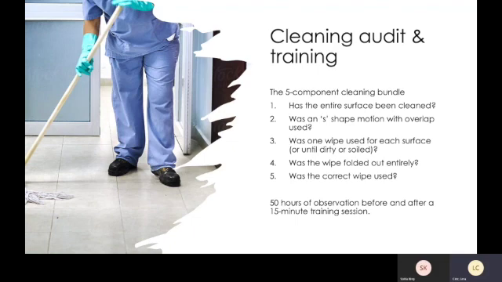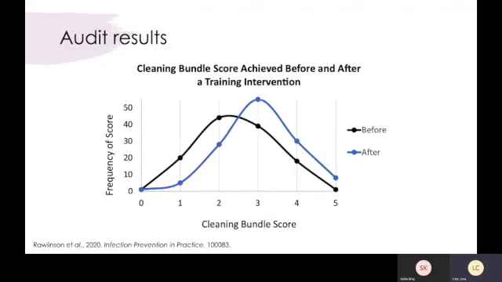This is what the cleaning was assessed on. The training itself was based on this 5-component bundle, and again, the cleaning after training was assessed on these 5 components as well. So our results show you the score out of 5 for the 5-component bundle. For each component, they would get a point if they hit it. You can see in the black color, or is it dark blue? I can't see. This was the score before.